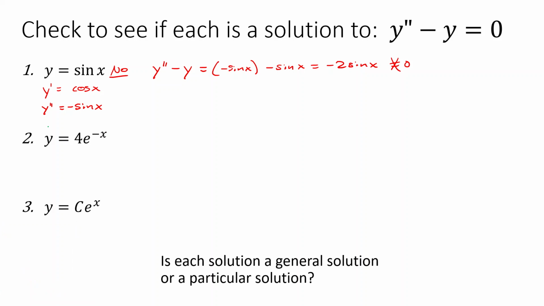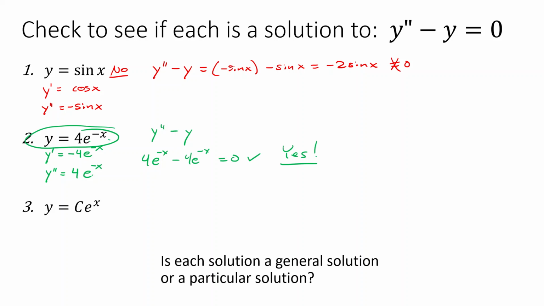Switch colors. So again, we need to get the second derivative. So we just start taking derivatives. When we take the derivative of this guy, we end up with rewriting it times the derivative of the exponent, which is negative 1. So we're going to get negative 4 e to the negative x. And if we take another derivative, we're going to get another negative 1 down here. So our second derivative will be positive 4e to the negative x. So now if we try that, the second derivative is this guy. y double prime minus y is 4e to the negative x minus our original 4e to the negative x, which does equal 0. So yeah, this guy is a solution. He works.